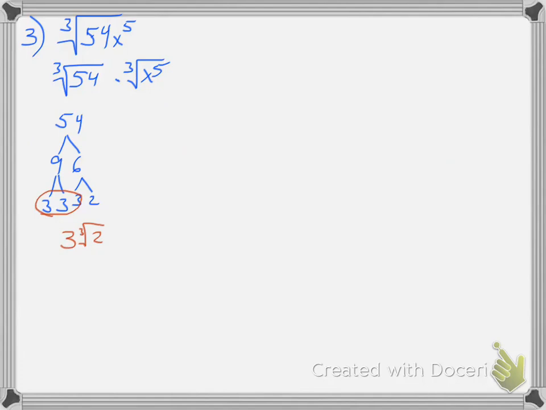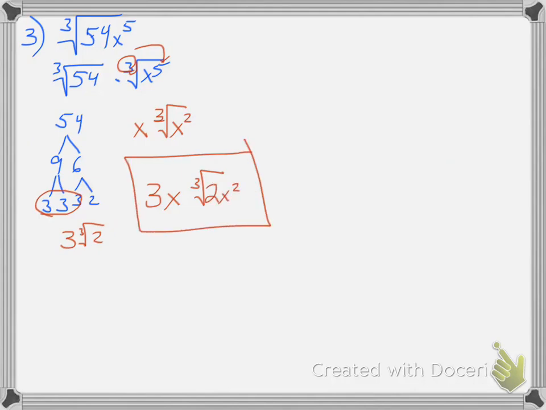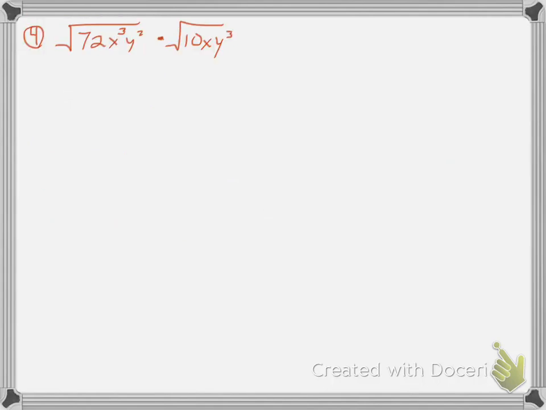So to do the x to the 5th, 3 goes into 5 once, so that means an x comes out of the radical, and it would have a remainder of 2, so that means x squared is left on the inside. So what I have is 3x on the outside times the cube root of 2x squared. And that would be my simplified form.